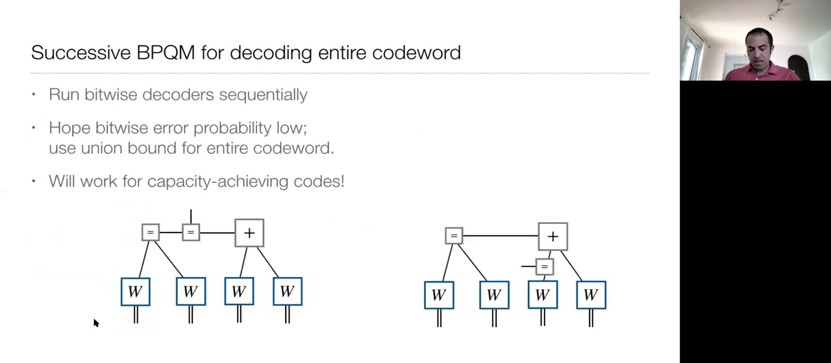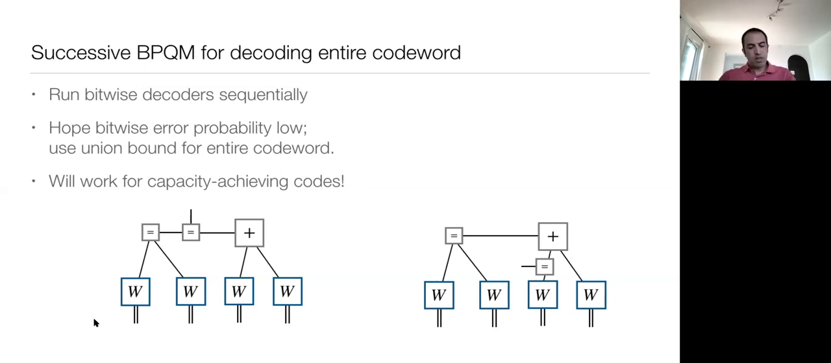And here's where things get a little bit trickier, but the basic idea is we'll just run the decoders sequentially. We cannot run them in parallel like we could in the classical case, but we can just run one after the other. Why would we do that? Well, if the bitwise error probability is low, so each one succeeds with high probability, then we can use the union bound to say that the whole code word is decoded correctly.